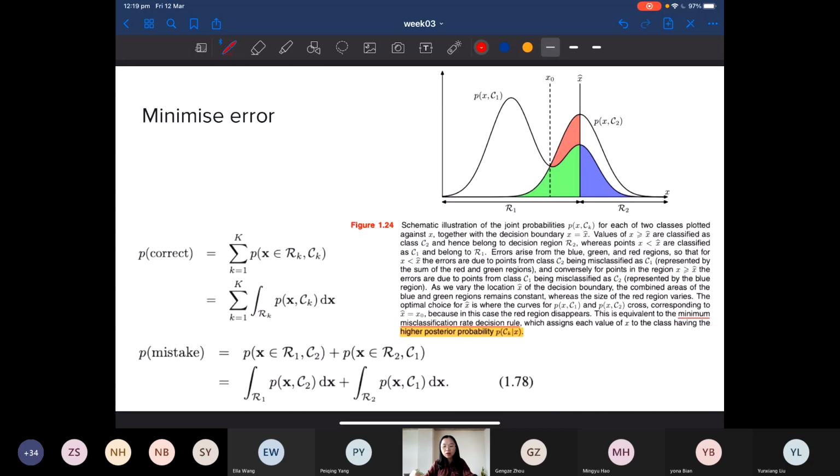So on the right of the screen is a schematic of some of the probabilistic quantities we're concerned with, such as the joint probability of the data and a class. P of X and C1 is bimodal here, and P of X and C2 is sort of unimodal and Gaussian-like. So what will be our best decision?